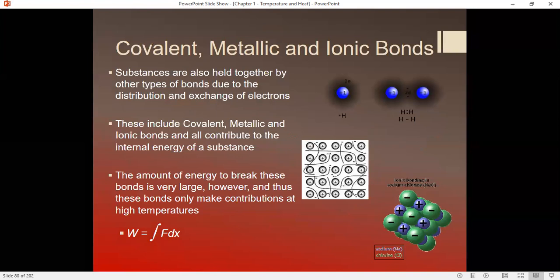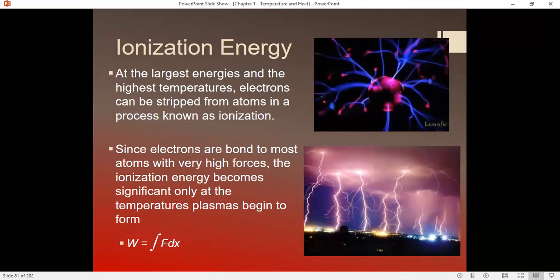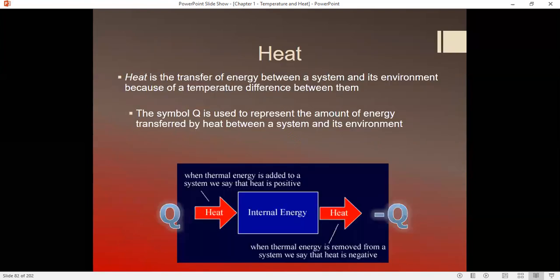And of course, covalent, metallic and ionic bonds have even stronger bonds between them, okay? This leads to even more potential energy. So as we heat stuff up again, this can lead to a phase change. Okay, there's even energy associated with removing electrons called ionization energy.